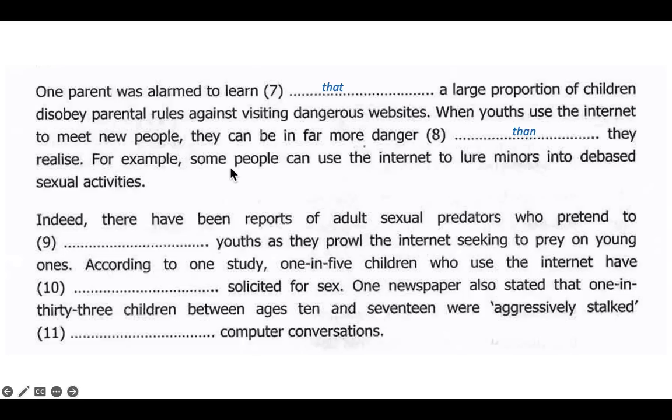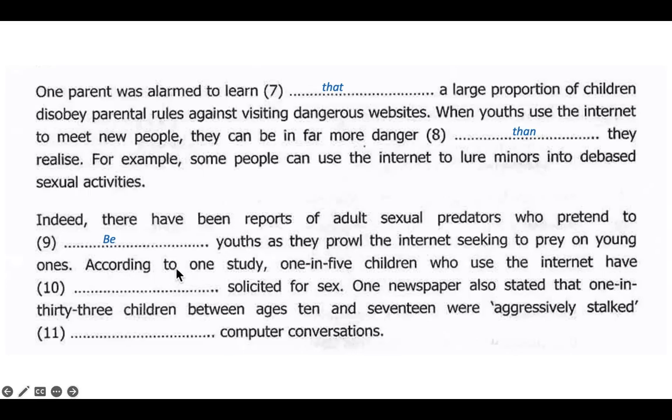For example, some people can use the internet to lure the minors into debased sexual activities. Let's look at this one. Indeed, there have been reports of adult sexual predators who pretend to be youths. So we can use the word be. Be is a verb indicating identity or role. So that's a verb. And then as they prowl the internet, seeking to prey on younger ones.